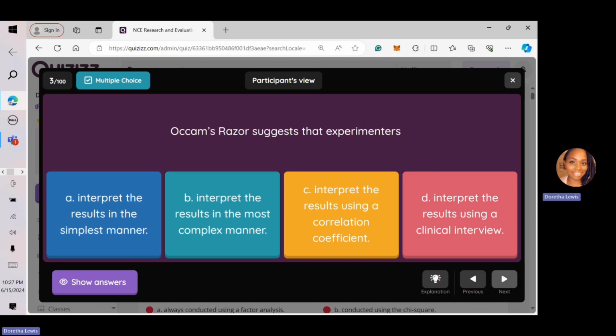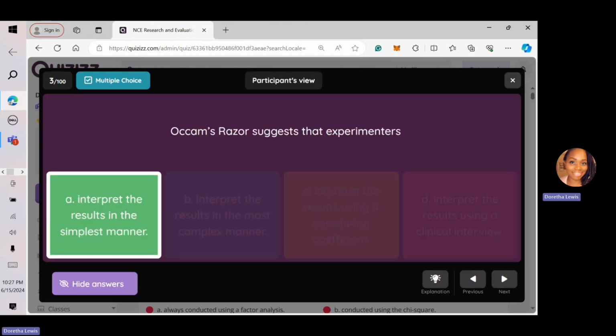So Occam's razor suggests that experimenters A, interpret the results in the simplest manner. So all these options are literally the same ones from the previous one, but Occam's razor is the only part that's different here. So if you've already guessed it, same thing, right? Occam's razor is parsimony, right? They both mean the same thing, right? Always think of Occam's razor as a way of shaving down unnecessary information and getting right to the point.